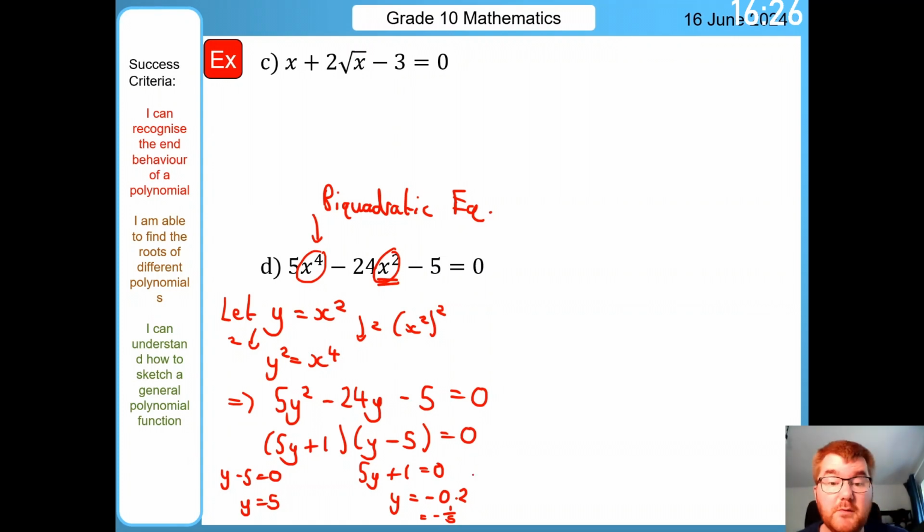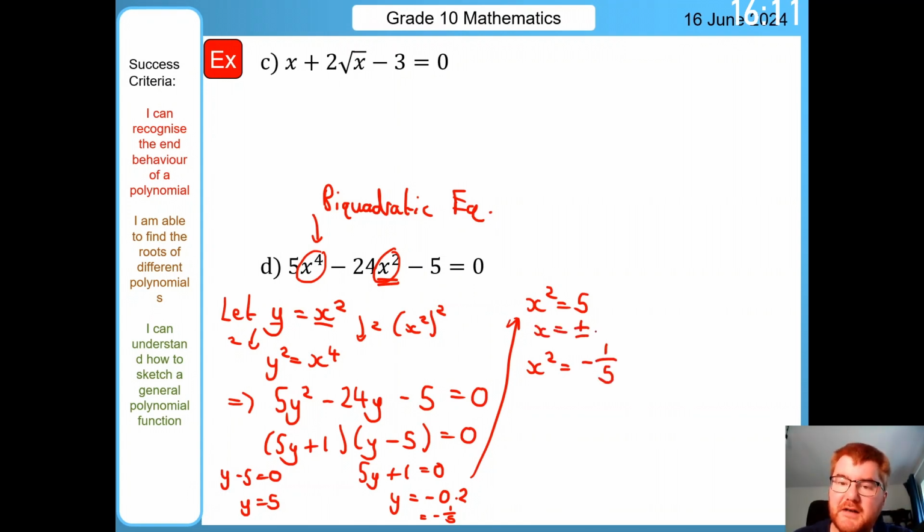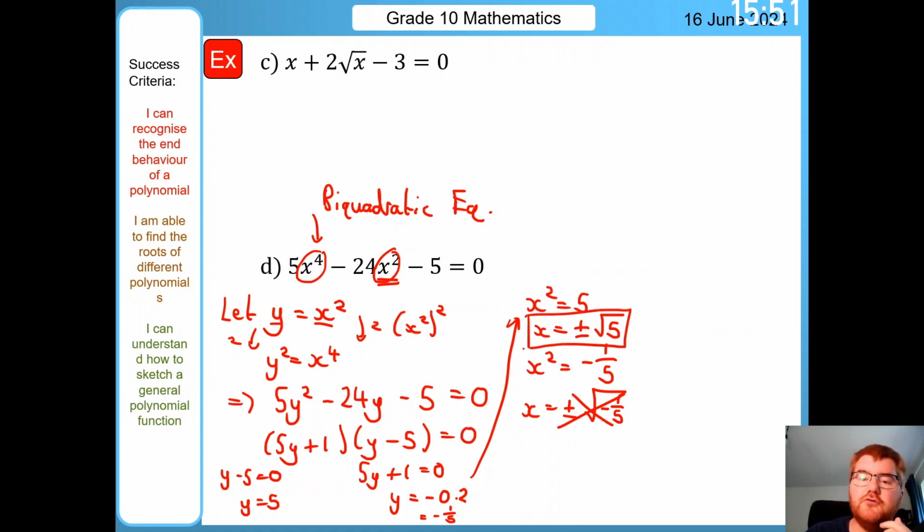However, we're not finished with this question because we need to back substitute. Remember, y is equal to x squared. That means x squared is equal to 5, or x squared is equal to minus 1 over 5. Now, if x squared is 5, x must be equal to plus and minus root 5, square rooting both sides. Notice if we try and do the same here, the square root of minus 1 over 5, that won't work in the real number system. So we actually only have two answers here. x is plus root 5 and x is minus root 5. So we have two answers to this biquadratic equation.